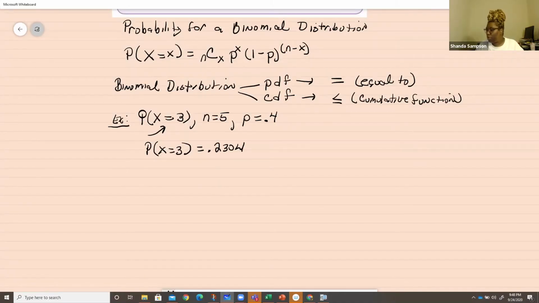Let's do another one. P of X is less than or equal to 8, N equals 12, and P equals 0.1. So you look up, and you ask, is this equal to or less than or equal to? Yes, it's less than or equal to. So then I choose what function? I choose a CDF. So you just go in and you choose the CDF function in your calculator.